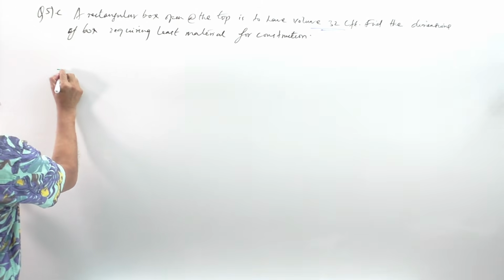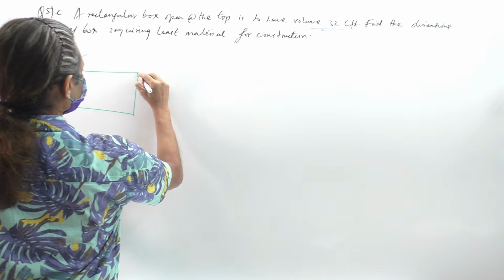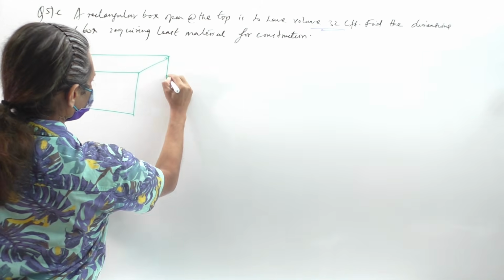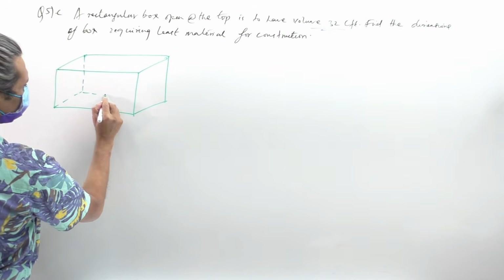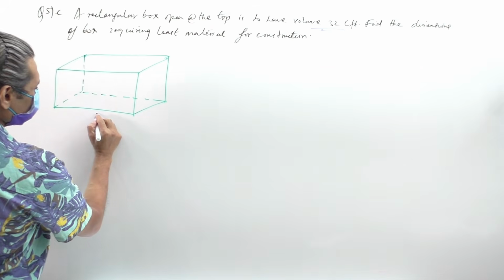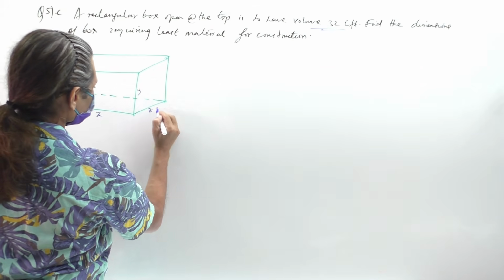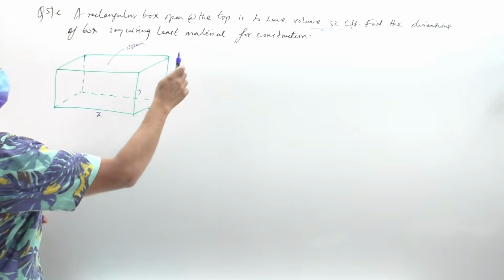Now, if you analyze this question, it says a rectangular box open at the top. Let me draw a rectangular box like this. So this is a rectangular box. For this rectangular box, I will take this as x, this as y, and this as z. As they say, the box is open at the top.